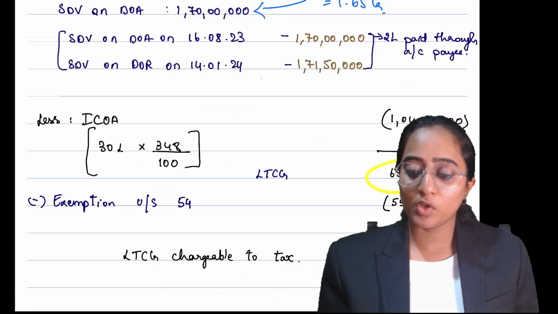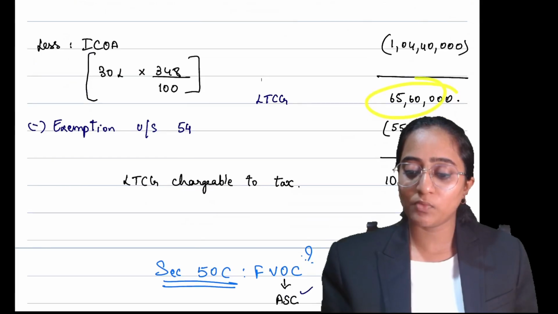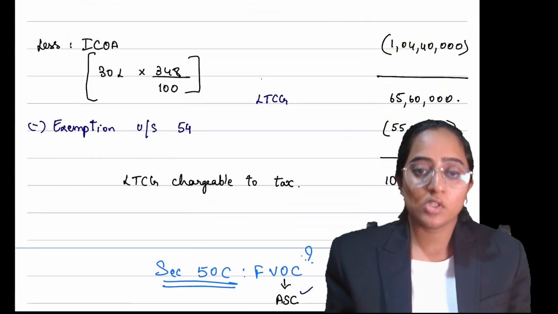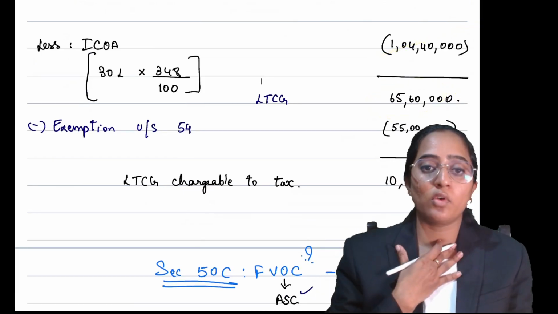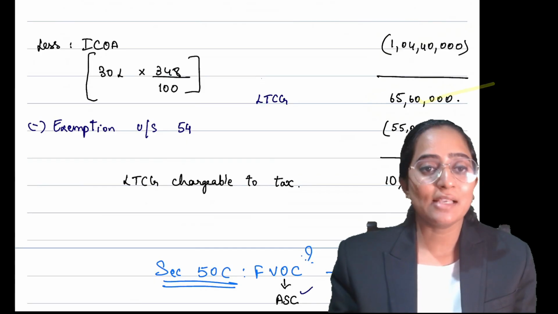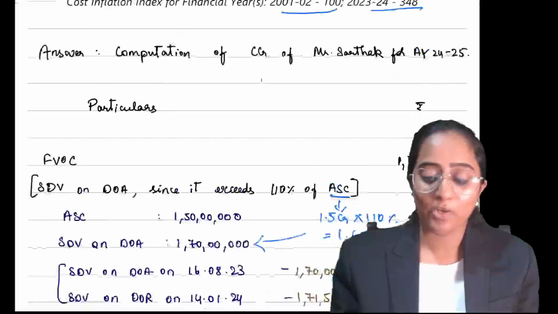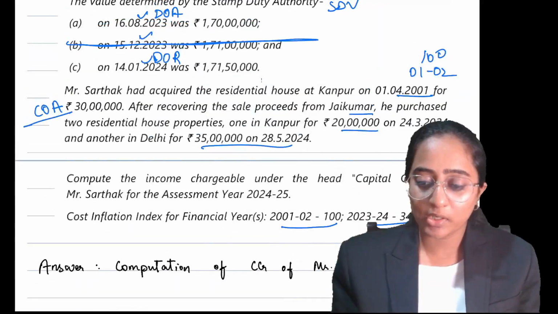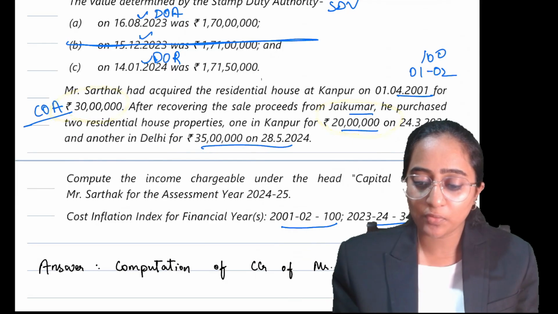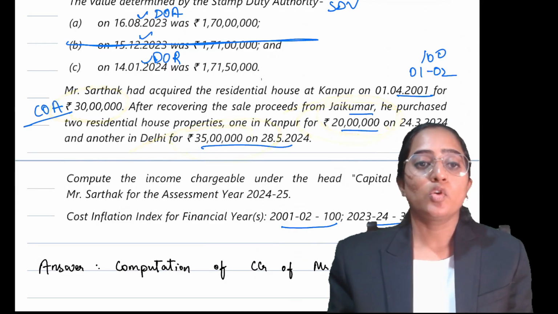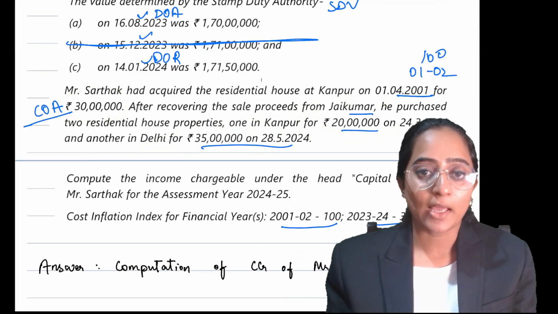Whatever the difference that you would get, 1.7 crores minus 1.4040, whatever, 1 crore 4 lakh, it is going to be 65 lakh 60,000. Clear? Now, this fellow has purchased the property, that is two properties over here. One is of 20 lakh and one is of 35 lakh. Totally has purchased for 55 lakh.